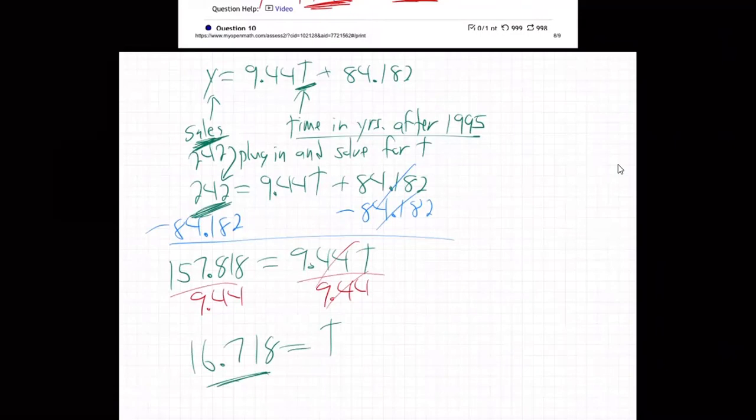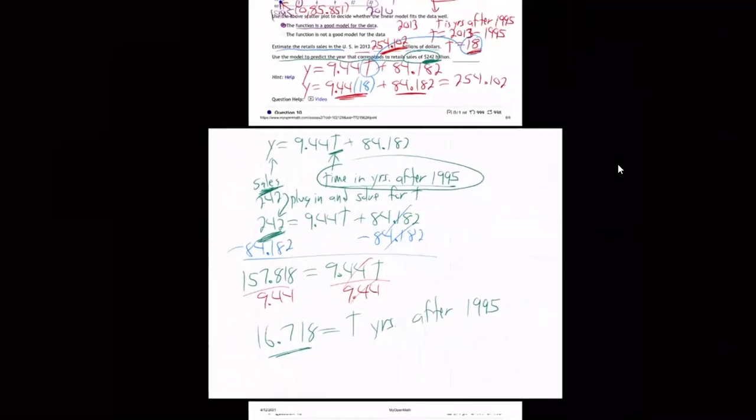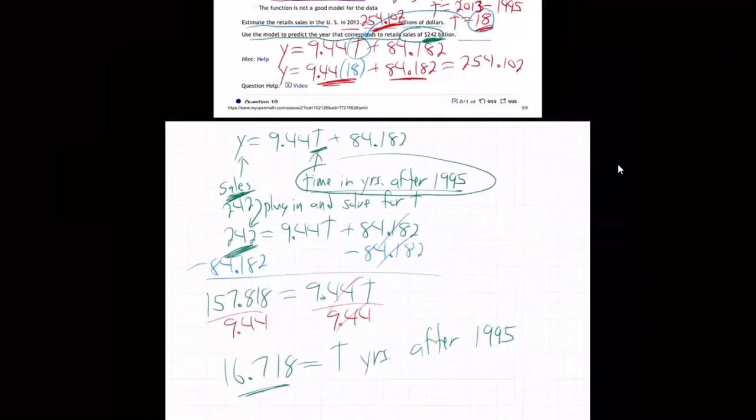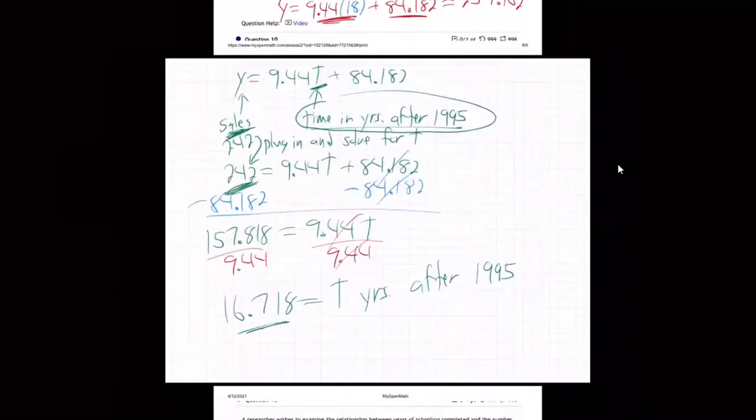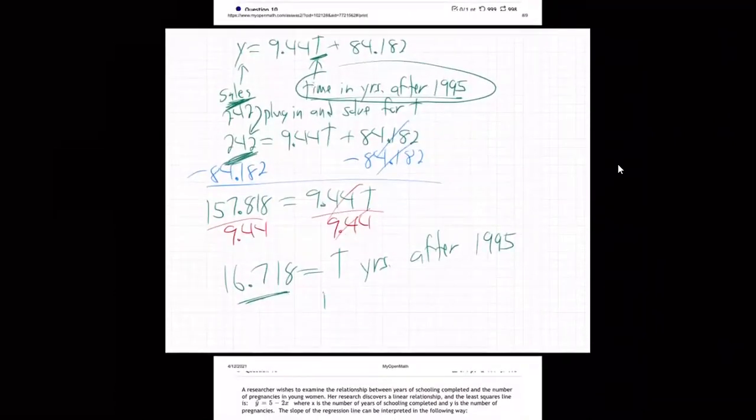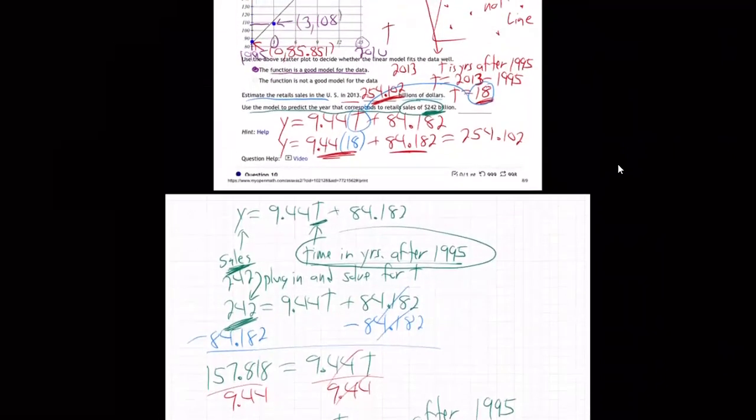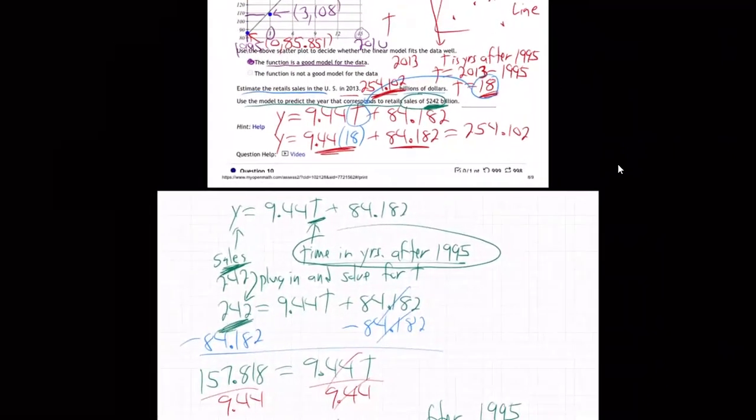Now, what is T again? Remember, T is years after 1995. So that means I have to take 1995 and add 16.718, because that's years after 1995, right? So add that up, I'm getting 2011.718.